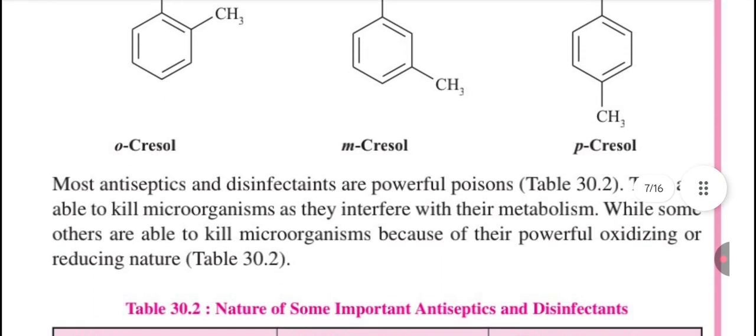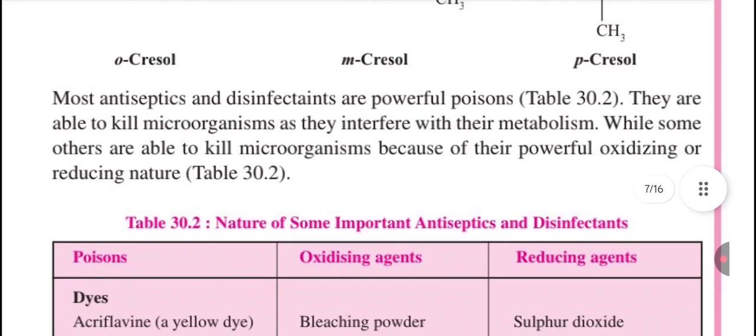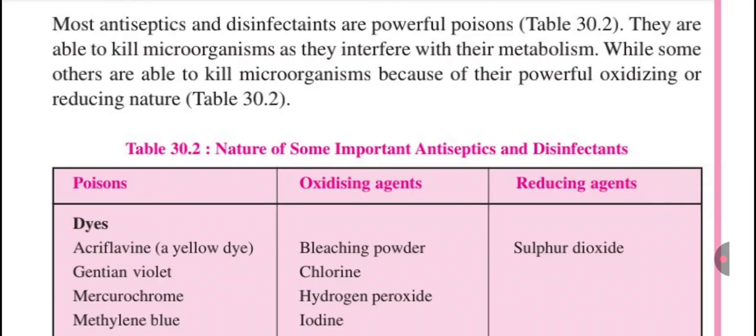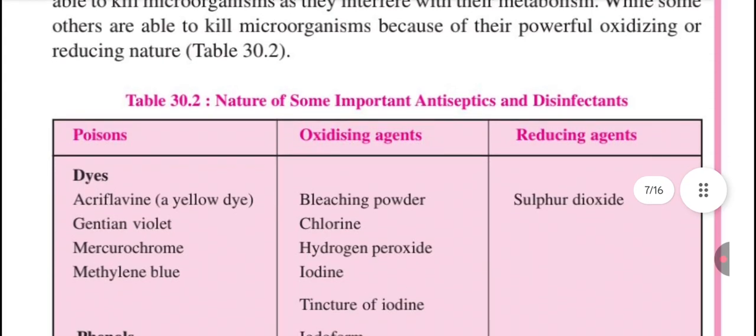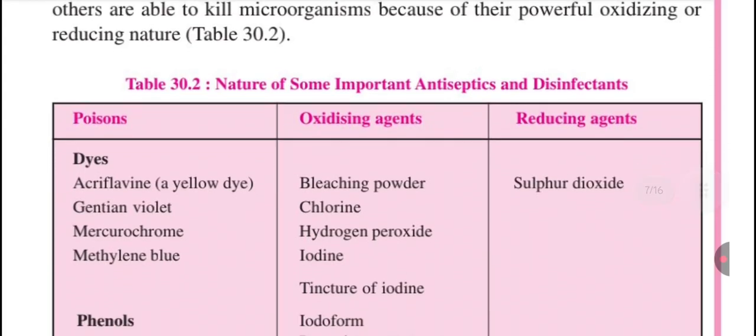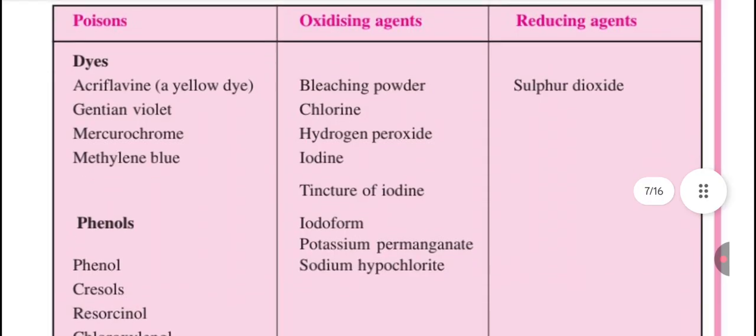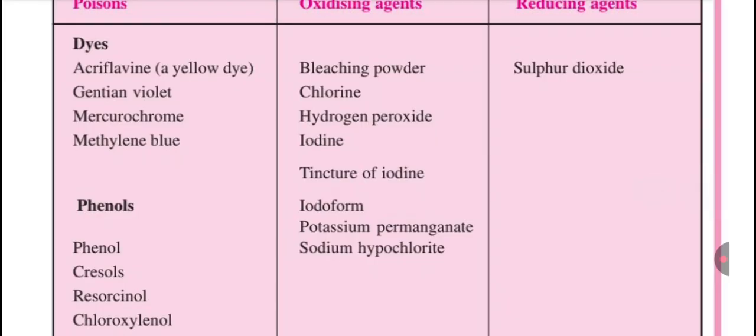orthochlorophenol, metacresol, paracresol. Most antiseptics and disinfectants are powerful poisons. They are able to kill microorganisms as they interfere with the metabolism, while some others are able to kill microorganisms because of their powerful oxidizing or reducing nature. So let's see nature of some important antiseptics and disinfectants. In first portion is poisons, then oxidizing agents, then reducing agent. Firstly, see dyes.